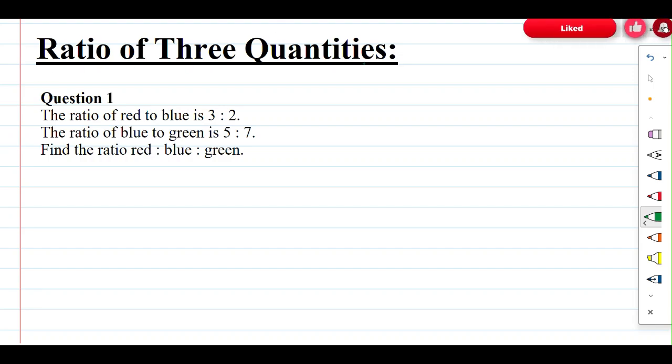Ratios of three quantities. Let us understand this concept with the help of a few examples: if you have the ratio of three different variables, how do we figure it out? Let's take a look at question number 1.